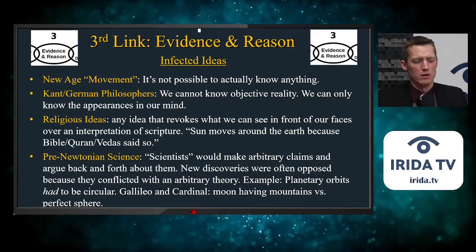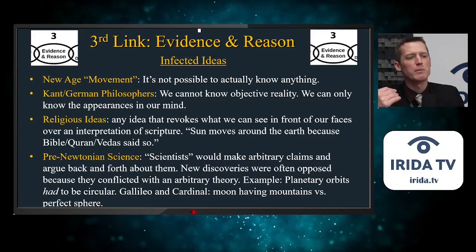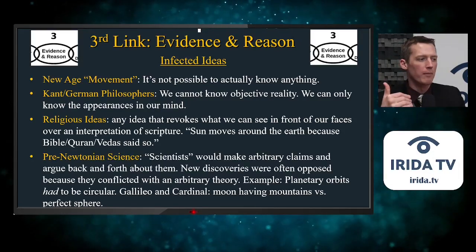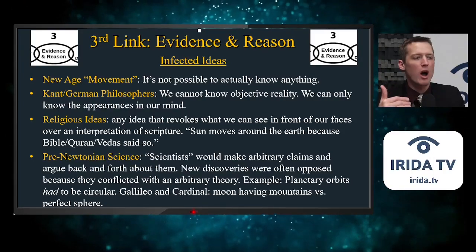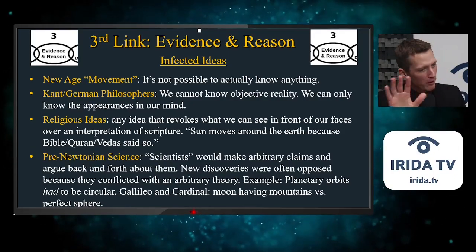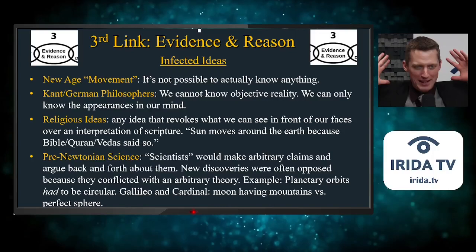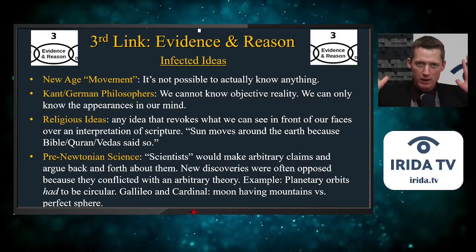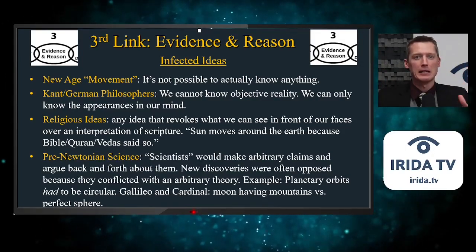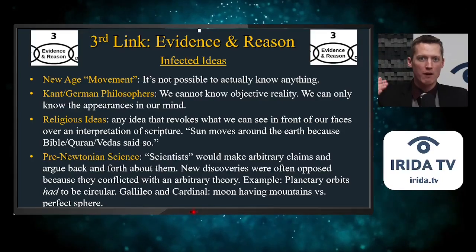So before Newton, I'll talk about Galileo here in a second. Before Newton, scientists would make arbitrary claims and argue back and forth about them. And often new discoveries were opposed because they conflicted with whatever arbitrary theory they had been running with before. A perfect example of this is with Galileo, two examples. First, that the planetary orbits had to be circular because God created the heavens perfectly, and the circle is a perfect shape. So the orbits can't be elliptical, they have to be circular. And if you see evidence otherwise, that's untrue because that contradicts the perfection of God making the heavens.